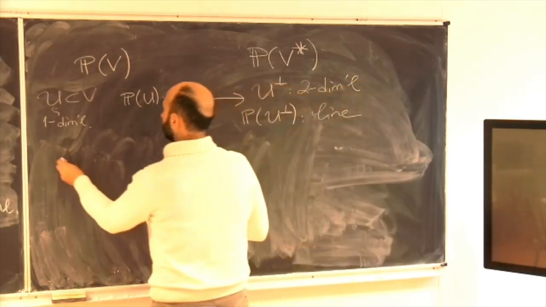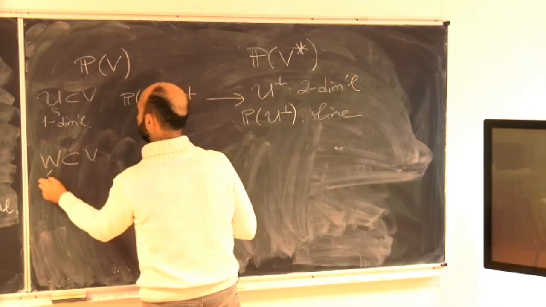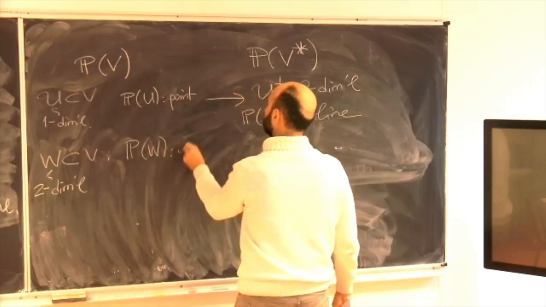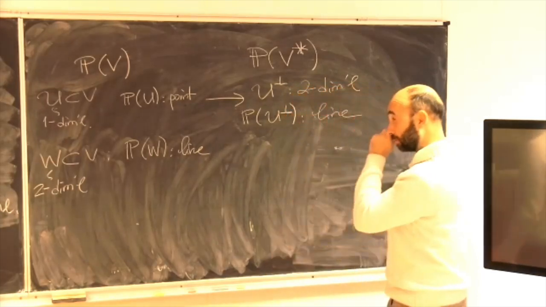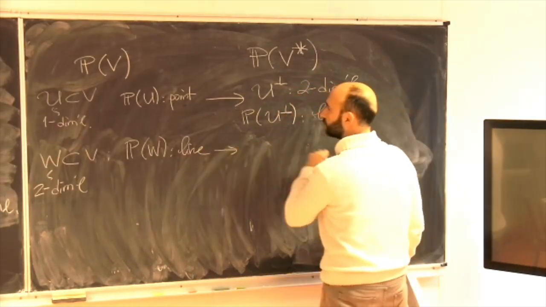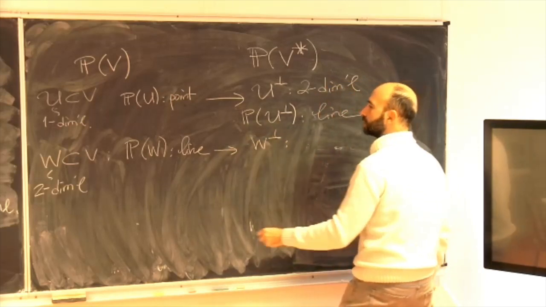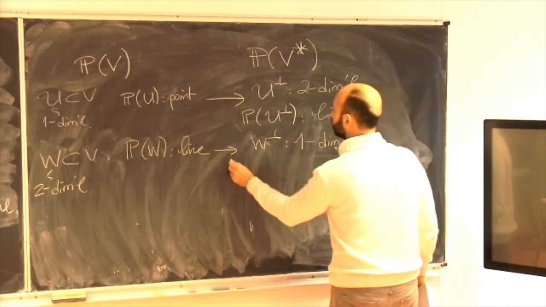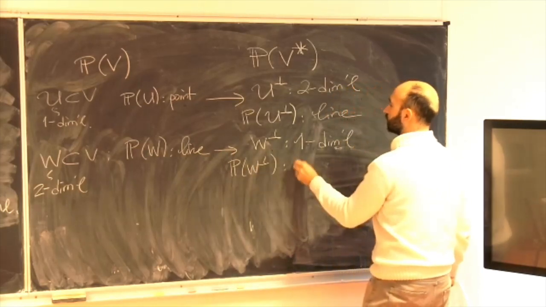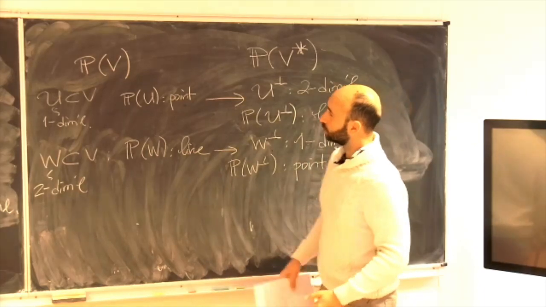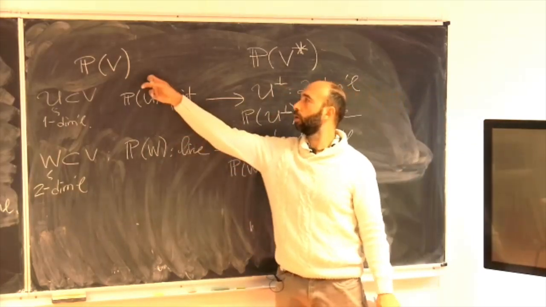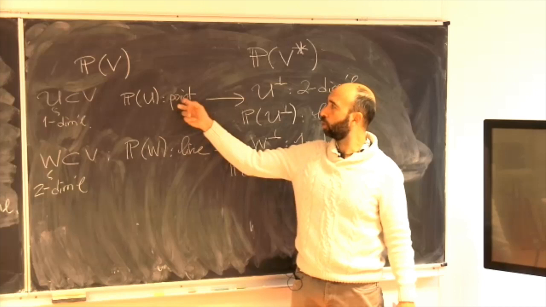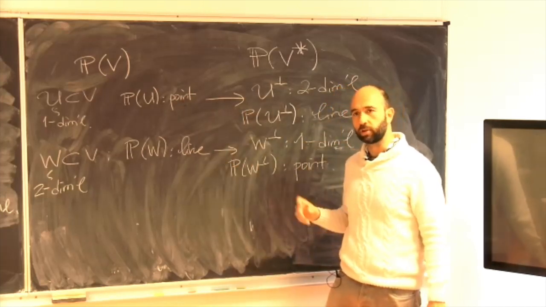If W is a two-dimensional subspace, then PW will be some line in this projective plane. If you go over to annihilators, W perp this time, since this is two-dimensional, this must have the complementary dimension. It's one-dimensional, and its projectivization is a point. So there is a way to go back and forth between these two projective planes so that points are taken to lines and lines are taken to points. This is projective duality.